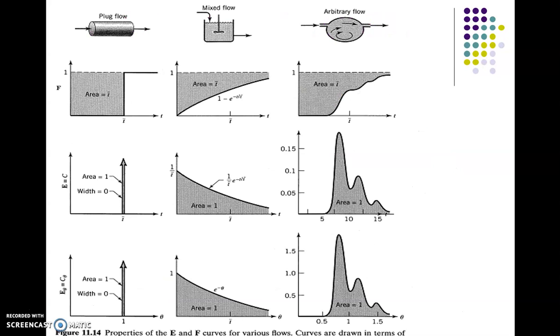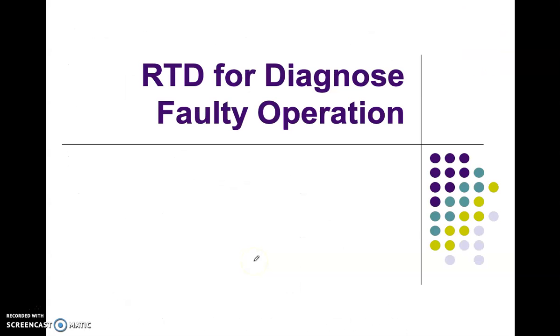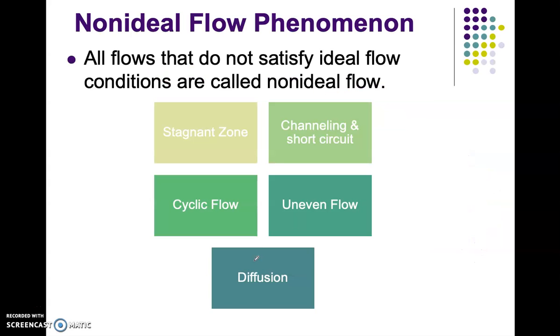These are the E and F curves for various flows. This is the PFR, plug flow, and this describes the mixed flow, mostly a CSTR. So actually this is a summary of what we learned before. Now I would like to go on to how to use RTD to diagnose faulty operation. How do you know whether your reactor is working ideally or not?